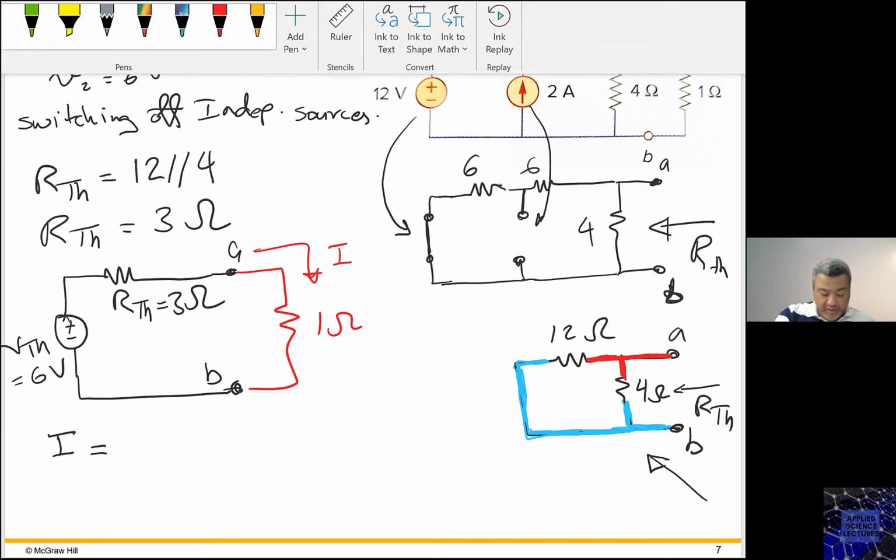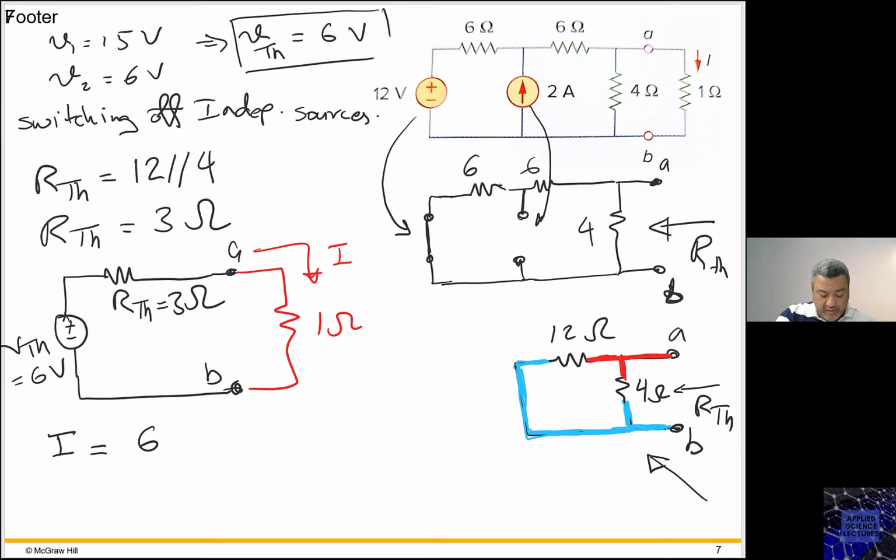So back to here, I is 6 divided by 3 plus 1, and I equals 6 divided by 4, which is 1.5 ampere.